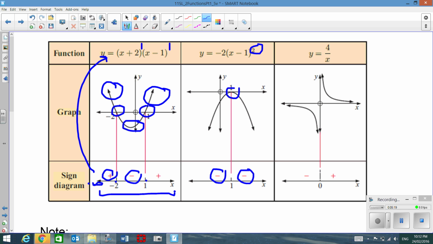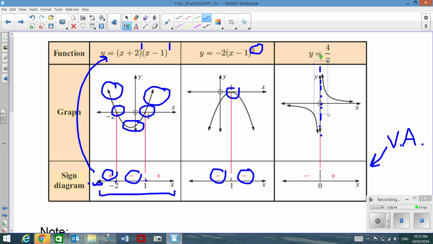And then our last example, we don't have an x-intercept, but we do have an asymptote. So we have an asymptote at x equals 0, and we also have an asymptote at y equals 0, but we only write down our vertical asymptotes. So in your sign diagram, because we're talking about x values, we write down your vertical asymptotes, not your horizontal ones, and we have a vertical asymptote at 0.